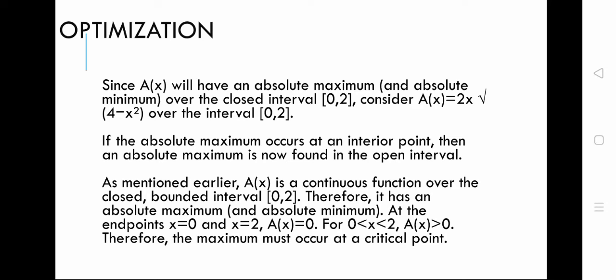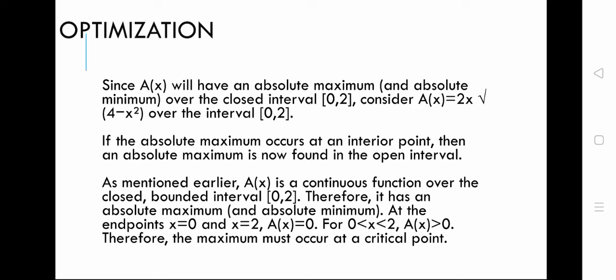If the absolute maximum occurs at an interior point, then the absolute maximum is found in the open interval. As mentioned earlier, A of x is a continuous function over the closed bounded interval 0, 2. Therefore, mayroon siyang absolute maximum. May absolute minimum din, pero ang mas important is yung absolute maximum.